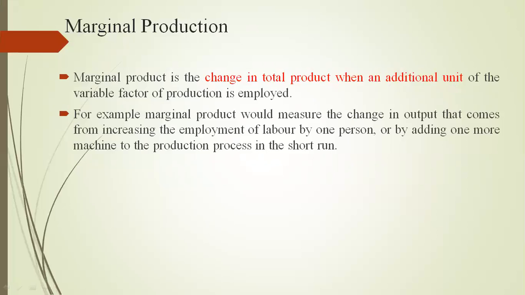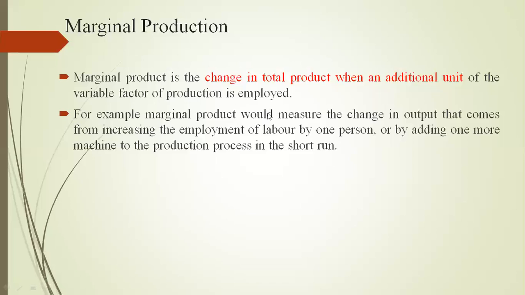Suppose with the help of 10 laborers, we were producing 100 TVs, as an example. If we increase the labor to 11, how much is the change in total production? Earlier we were producing 100, now when we utilize one more laborer, let's say our production goes to 120. So what will be our marginal production? 120 minus 100, which is 20. So when we use one more laborer, a 20 change in total production comes, and that will be your marginal production.